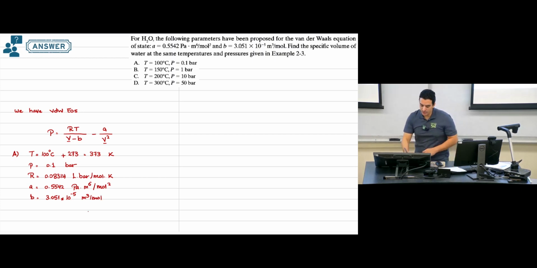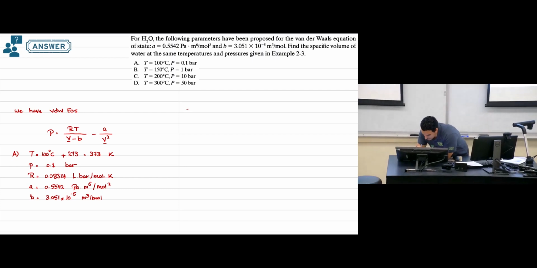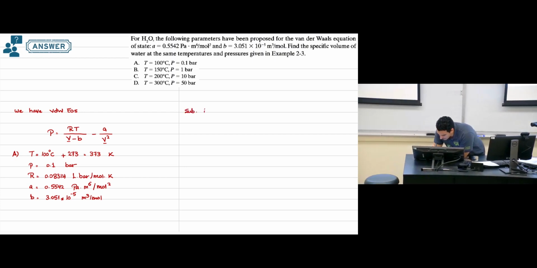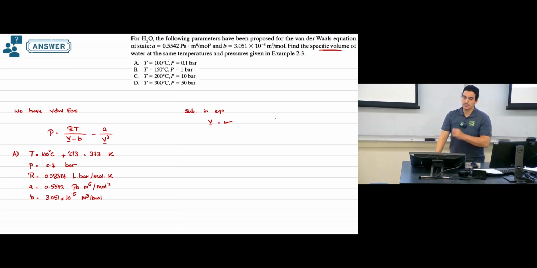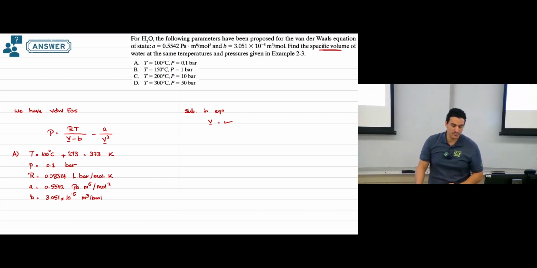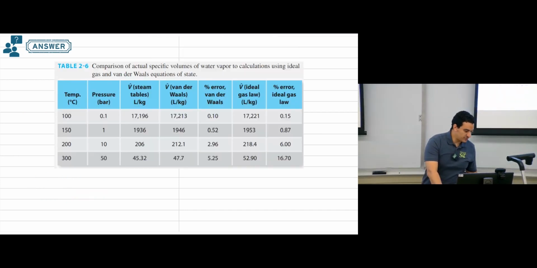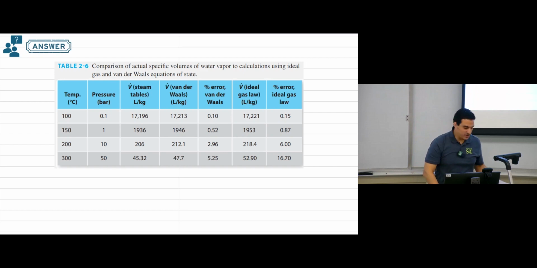So we have all the values, substitute all of these numbers in the equation, and then you can find the value of molar volume. But again, the requirement is specific volume. So what you need to do is just divide by the molecular weight in order to make this conversion. Okay? So if you put the numbers in this problem, these will be the values you have.